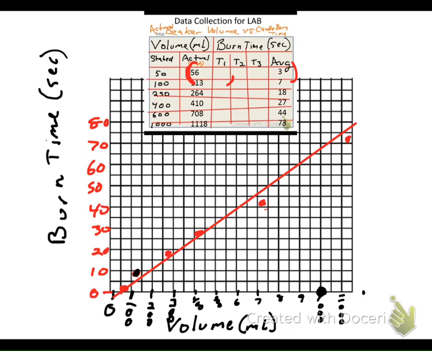So what we want to do is use that. On yours, I think you have a spot to make a prediction. Tell me what you think a 1,000 milliliter beaker would burn for. The actual one you had was more than 1,000, so we can use our data to do that.